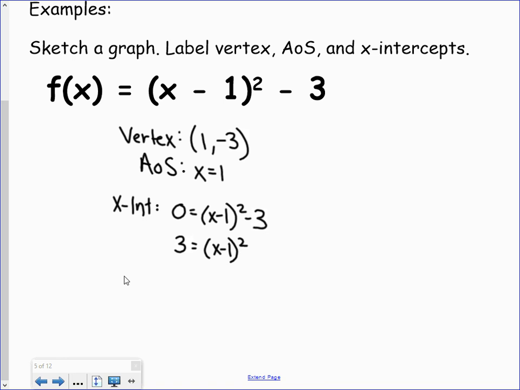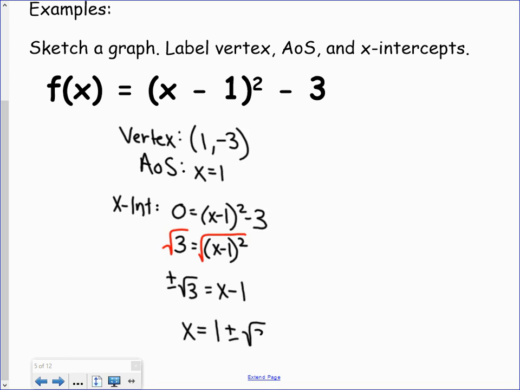Then square root both sides. And always remember, when you square root to solve, this will turn into a plus or minus square root 3. We don't know which one it was. So that's equal now to just x minus 1. And we're very close to our x-intercepts. Add 1 to both sides.